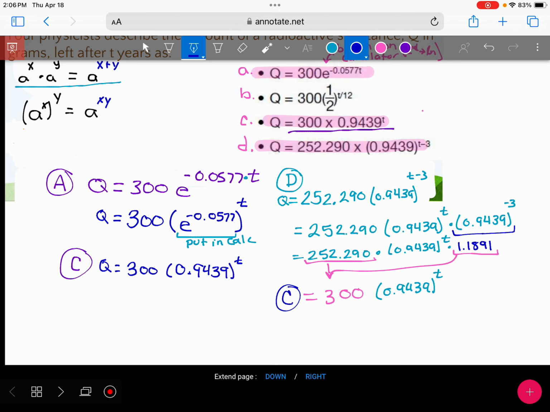So now we know that A and C and D all mean the same thing. And we can do B a very similar way. It's just significantly more annoying because of the fractiony stuff there.